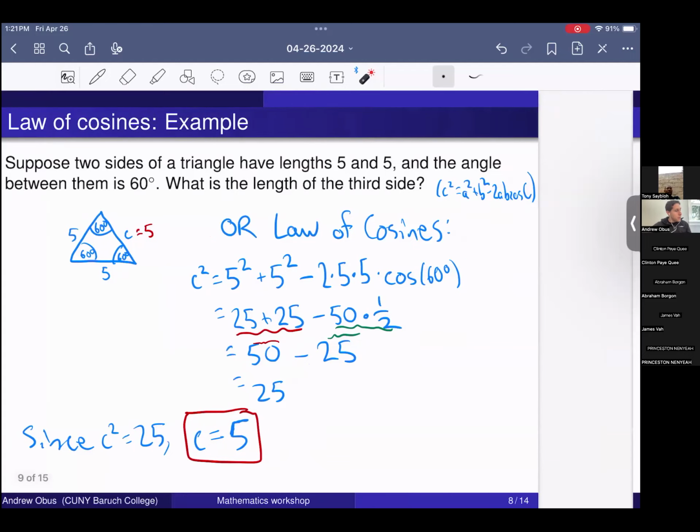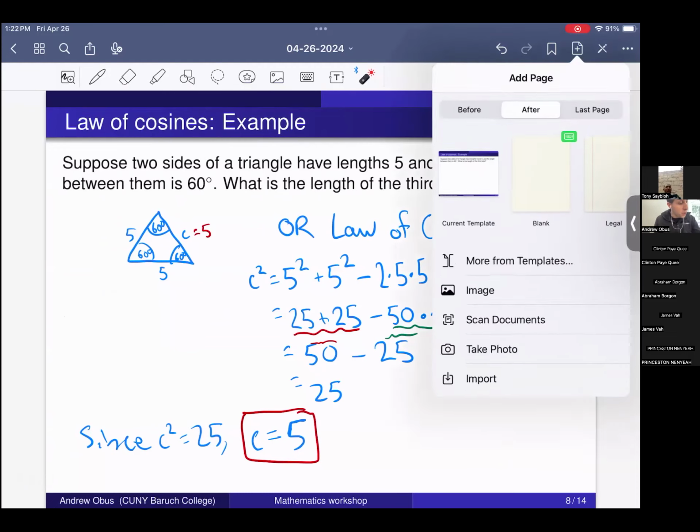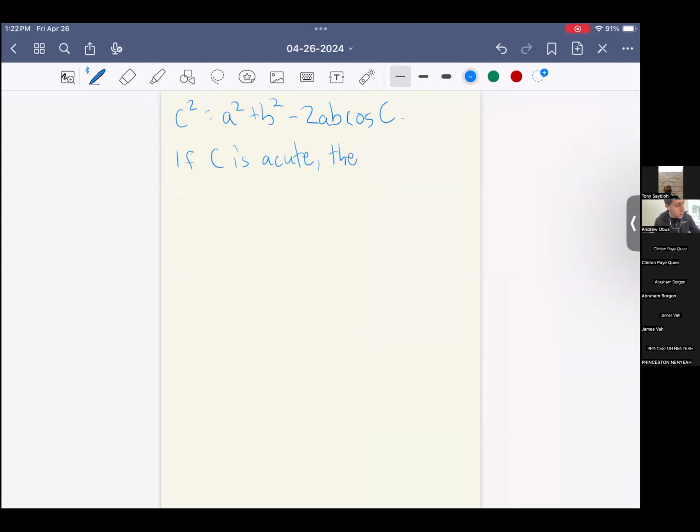Okay, good. So, by the way, maybe before I go on to the law of sines, let me make a remark here, maybe on a new page. Remember that the law of cosines says c squared equals a squared plus b squared minus 2ab cosine C. Well, if C is acute, then cosine C is greater than 0. So c squared is going to be less than a squared plus b squared, right? Because it's going to be a squared plus b squared minus something positive.